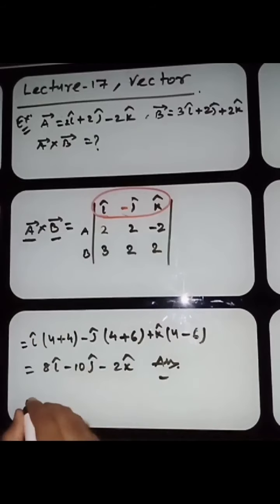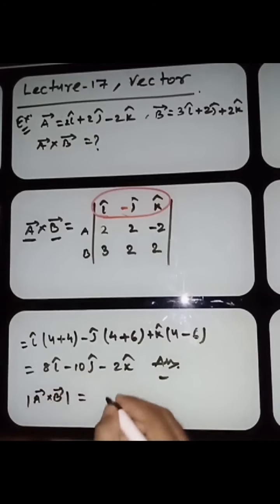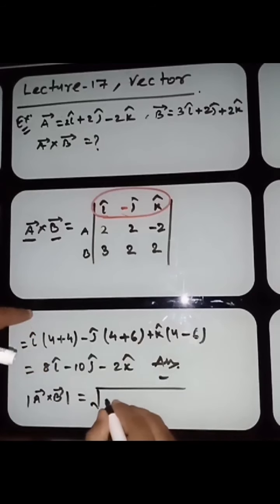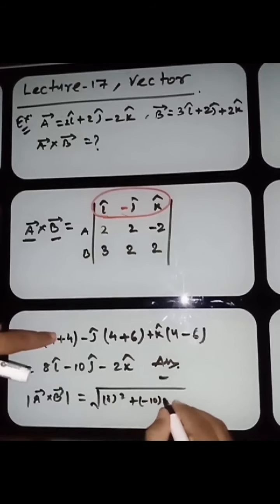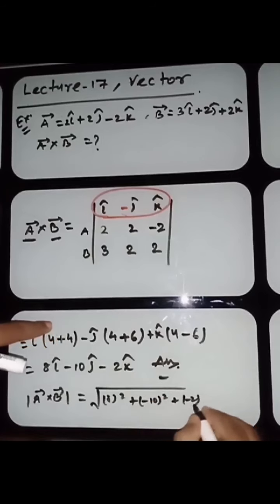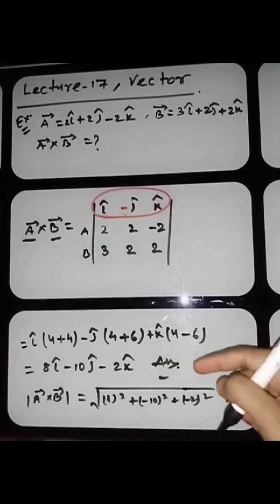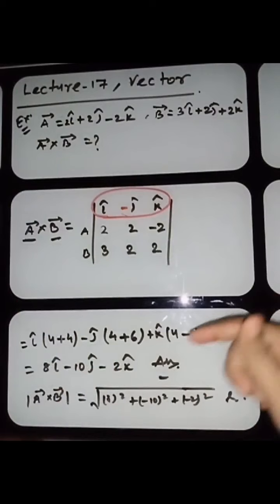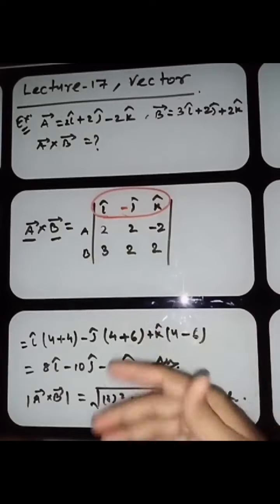If someone asks you to find the modulus of A cross B, as I taught you, then simply take the root of 8 square plus minus 10 square plus minus 2 square, and you will get the answer. Okay, my dear students. So this is the way to find the cross product of two vectors using the determinant. All right. We should do some more questions on the basis of this one.